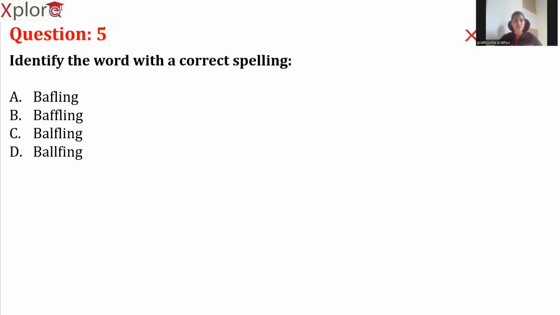The meaning of the term baffling is something which is extremely confusing, I mean, extremely difficult to understand. That's what we call baffling. And the correct spelling is option B.